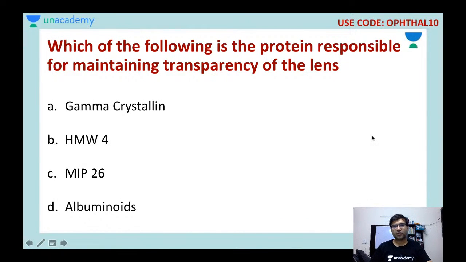Next question is, which of the following is the protein responsible for maintaining the transparency of the lens? So we have the water soluble and the water insoluble proteins. So my question is, which of the following is the protein responsible for maintaining the transparency of the lens?